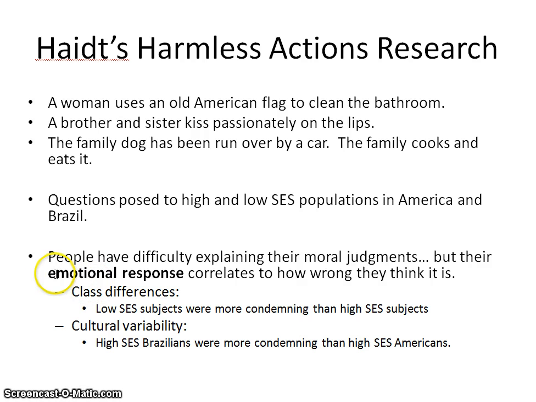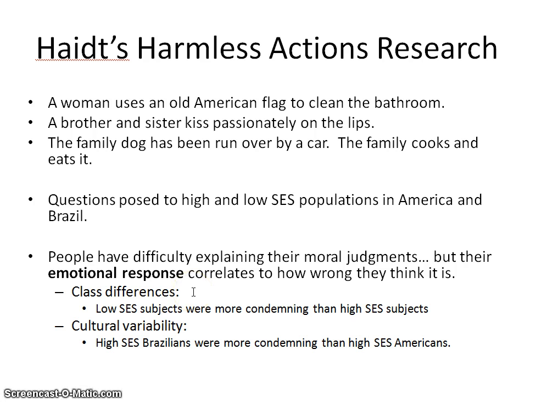And sure enough, he did find that the strength of the emotional response did correlate to how wrong subjects thought these behaviors were. So people who thought they were very, very disgusting or disturbing were more likely to make a moral judgment about them and say that they were wrong.